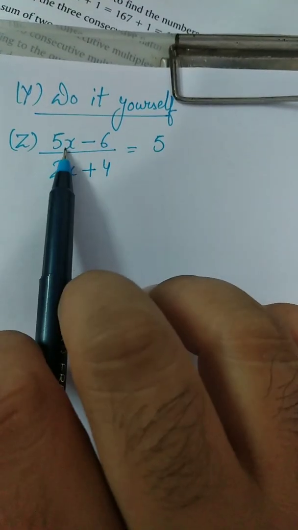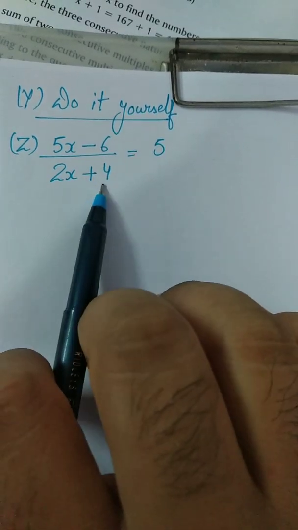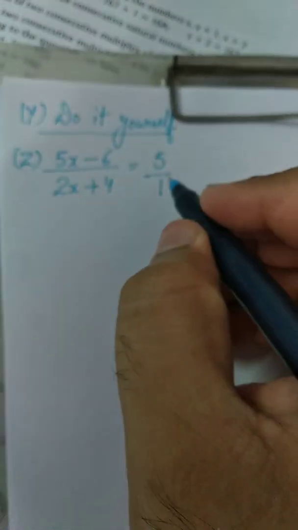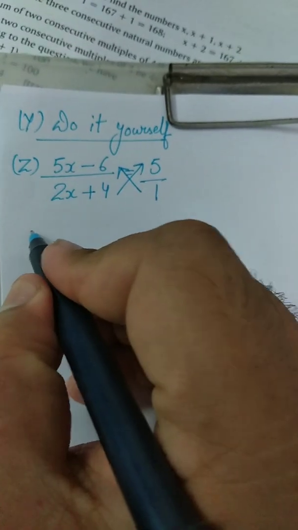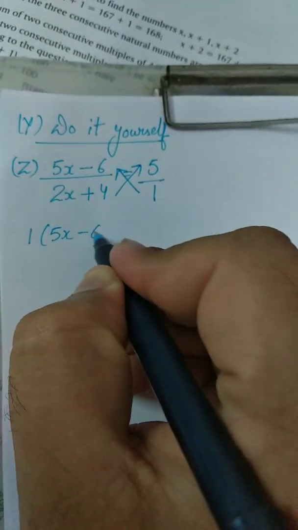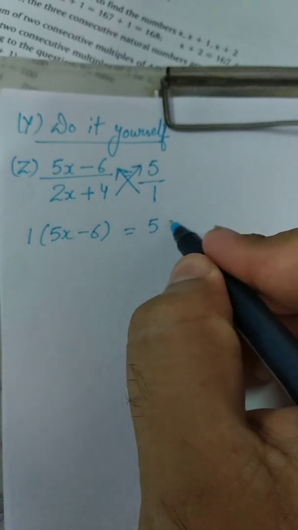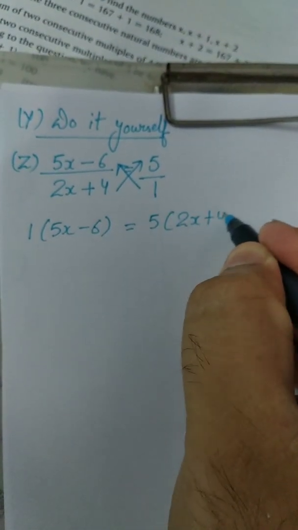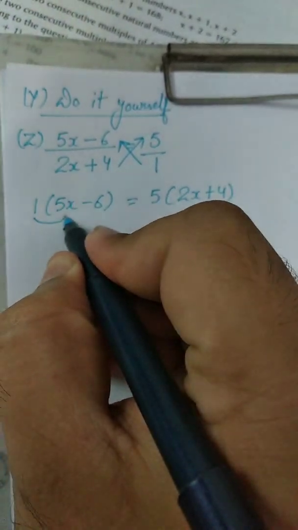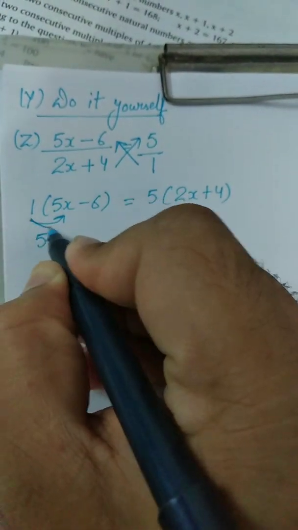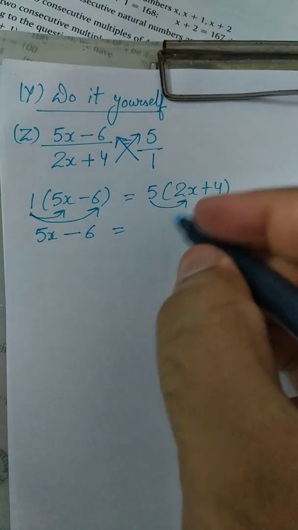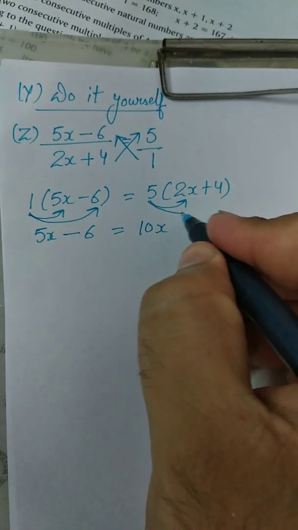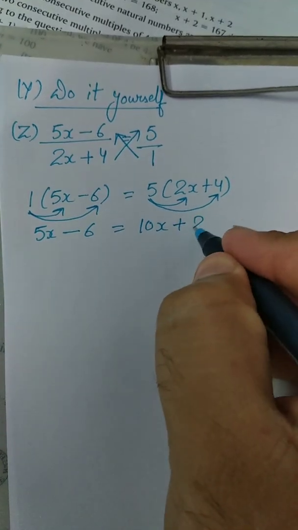Come to the Z part. 5x minus 6 upon 2x plus 4 equivalent to the 5. Right? Solve this equation by doing the cross product. 1 multiplied by 5x minus 6 equivalent to the 5 multiplied by 2x plus 4. Right? So 1 multiplied by 5x is 5x. 1 multiplied by minus 6 is minus 6 equivalent to the 5 multiplied by 2x is 10x. 5 multiplied by 4 is 4 5s are 20.